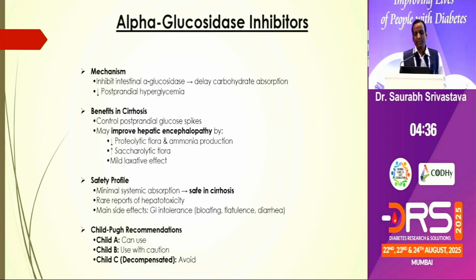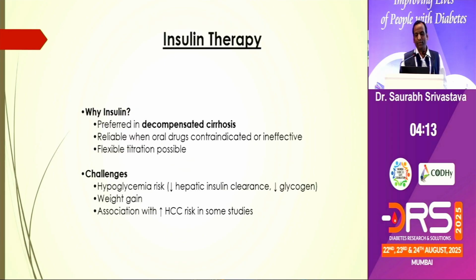Alpha glucosidase inhibitors, again, improve hepatic encephalopathy because they decrease proteolytic flora and ammonia production. They increase saccharolytic flora and have mild laxative effects. So they improve hepatic encephalopathy and benefit in cirrhosis. However, they have minimal systemic absorption, so they are safe in cirrhosis also. They can be given in Child-Pugh A and B, but in C it should be avoided.